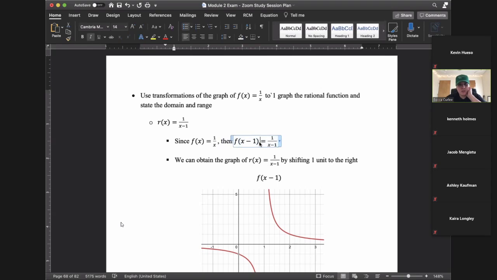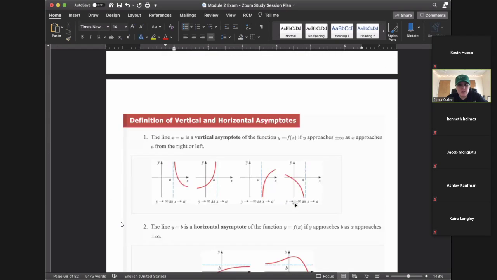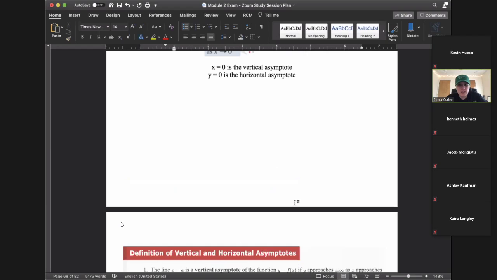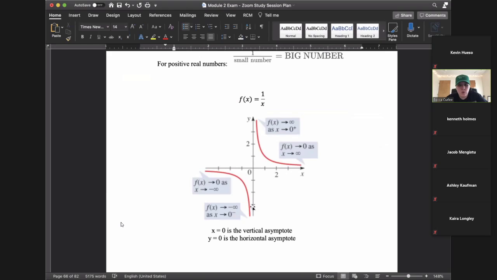This f of x minus 1, that's the same thing as shifting it to the right. So you're just shifting the whole graph. We have this f of x equals 1 over x, and the horizontal asymptote was 0, and the vertical asymptote was 0.